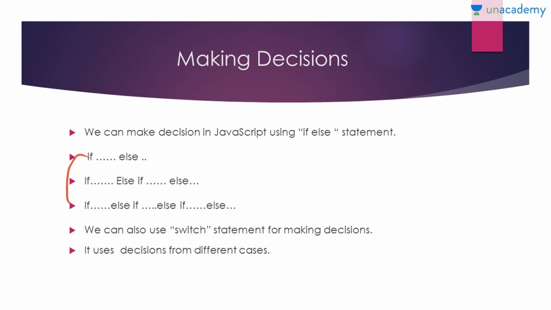For example, if the first condition is true, then perform this. Else, if the second condition is true, then perform this. Else, if the third condition is true, then perform this. And else, if none of them is true, then you should perform this operation, right? So in this way, we can divide the code and perform a particular operation for each condition. In the same way, the switch statement is very important if we use multiple cases.